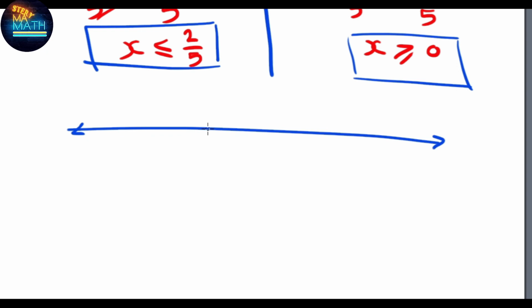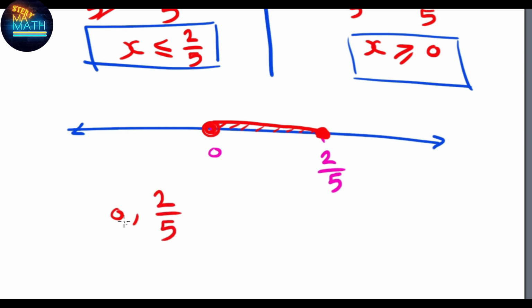And here on the number line, we have 0, which is smaller, and 2 over 5, which is bigger, with closed circles. And I will shade the part between them. So the solution is 0 and 2 over 5. And don't forget to write down the brackets.